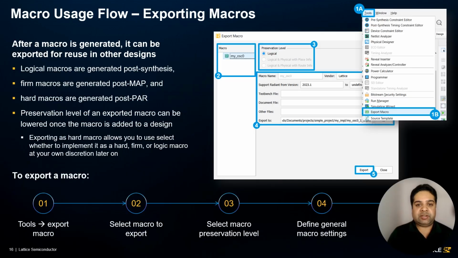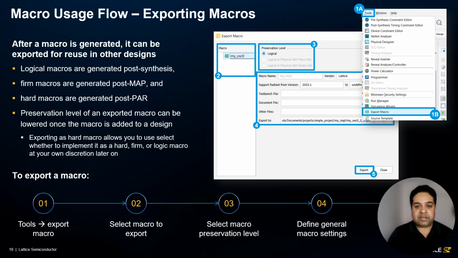After a macro is generated, it can be exported for reuse in other designs. Here's how the process works. As we mentioned, there are three types of macros: a logical macro, a firm macro, and a hard macro. A logical macro contains post-synthesis netlist information. A firm macro contains generated post-map and placement information, and a hard macro contains generated post-par information, including routing.